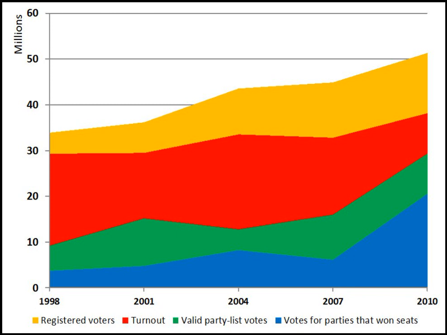Hence, Akbayan won 2 seats in the House of Representatives. Alagad received 227,281 or 0.78% of the vote.